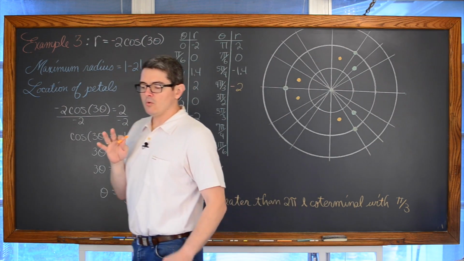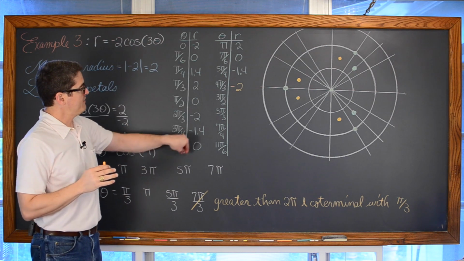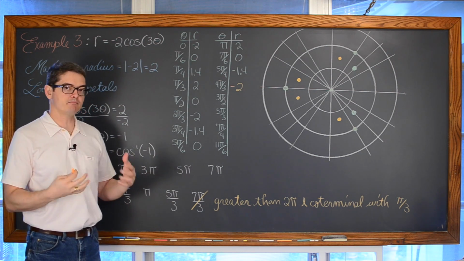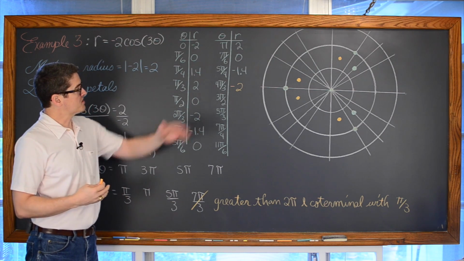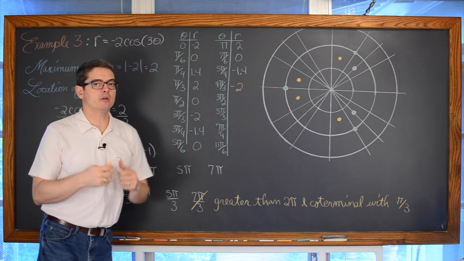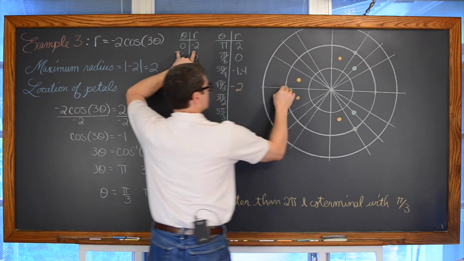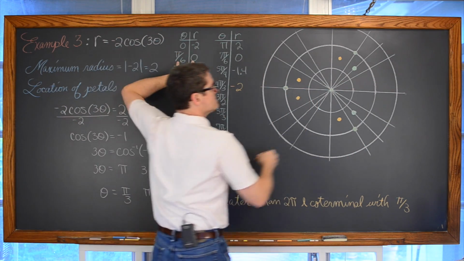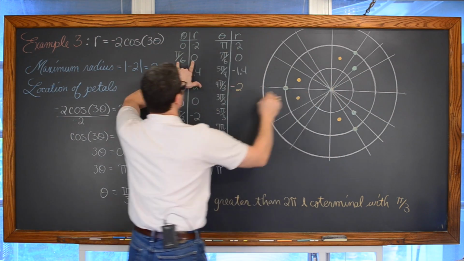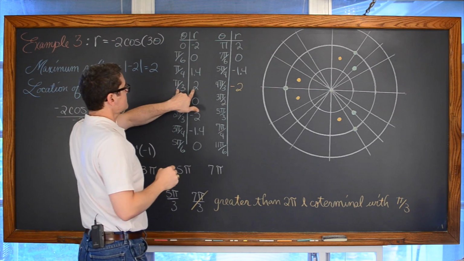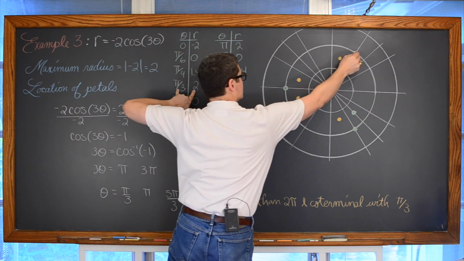But what I've done here is make a table of values to plot the rose out with a bunch of points. And you'll see that after we get past pi, the points start to repeat. So at 0 radians, we're at -2. At pi over 6 radians, we are at 0 already. At pi over 4, we're at 1.4. At pi over 3 radians, we have a radius of 2.